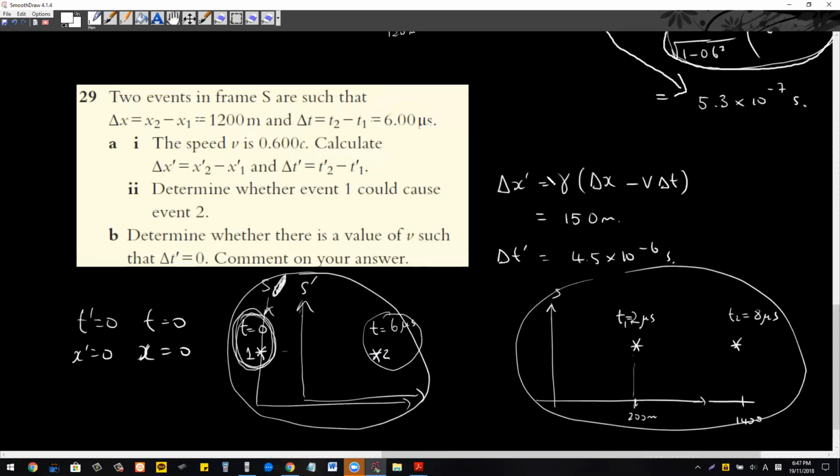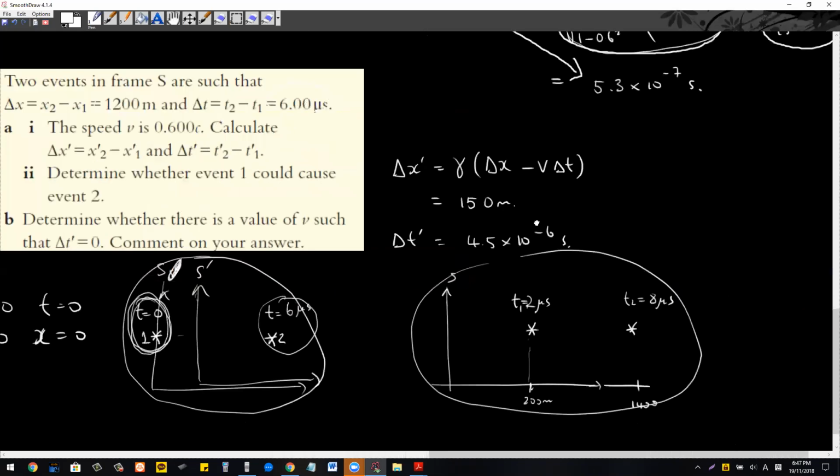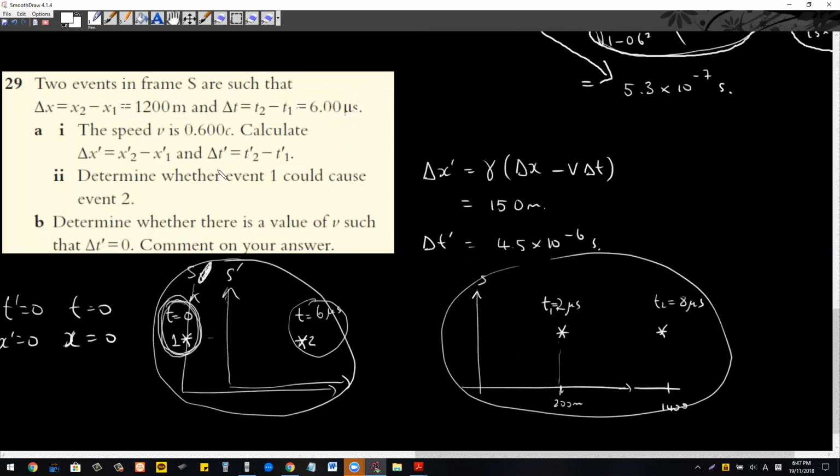So, in this guy's perspective, the distance between the two events is only 150. That's what it means. And the time interval between the two events is only 4.5 times 10 to the power minus 6. All right? Okay. Now, in both frames, you should know that they should not violate causality.